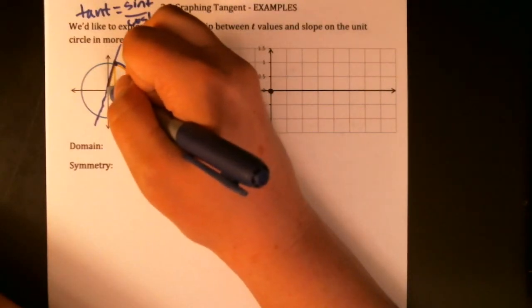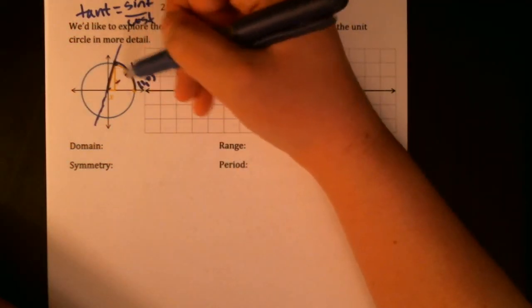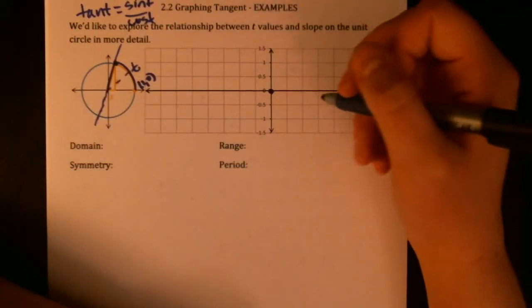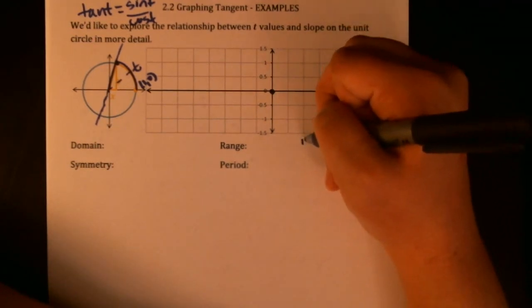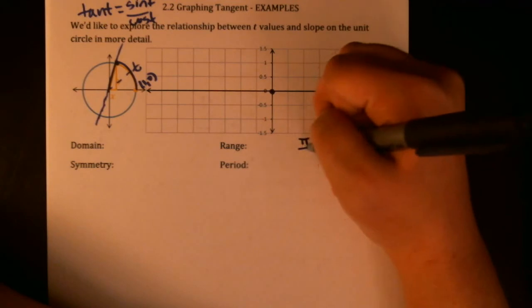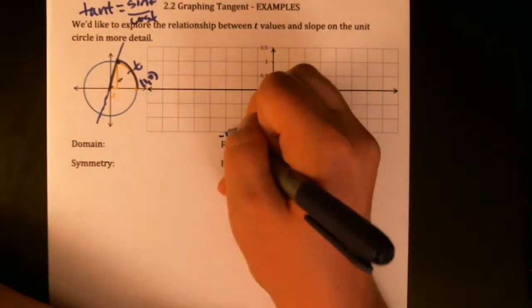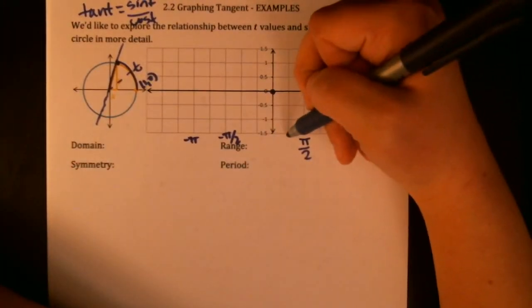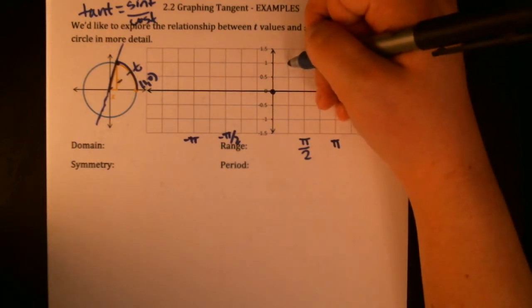We also have a couple of nice easy points. When t is pi over 4, we're right smack in the middle of this quadrant, which means we're on the line y equals x, and we have a slope of 1. Let me think about what I want to do here for scale. Let's say this is pi over 2, and this is pi, and negative pi over 2, and negative pi. Okay, so pi over 4, we have a slope of 1.